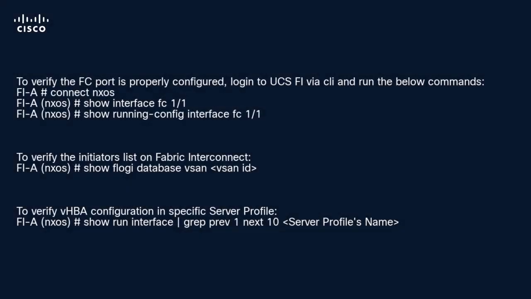Finally, go to the UCS Fabric Interconnect command line and run the below commands to check and verify the FC port and vHBA configuration is done correctly. This is how you configure directly attached storage in UCS IMM domain.